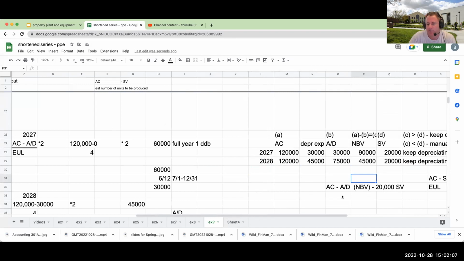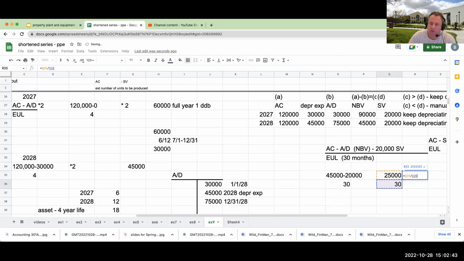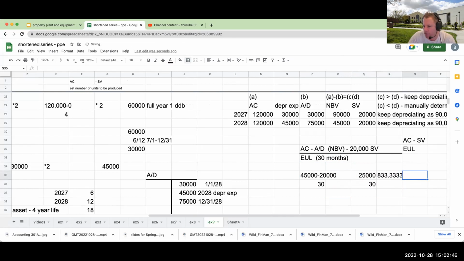By the way, if you're taking my class, I would never give this to you on a test, but we're going to have fun and just finish it up. So this is my net book value up until the date where I took the depreciation, which is 45,000 minus 20,000 divided by 30. This gives me a monthly depreciation rate under straight line. So 25,000 divided by 30 is a monthly rate of 833.